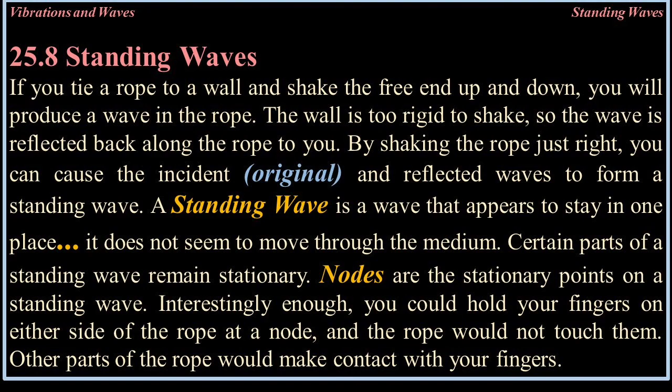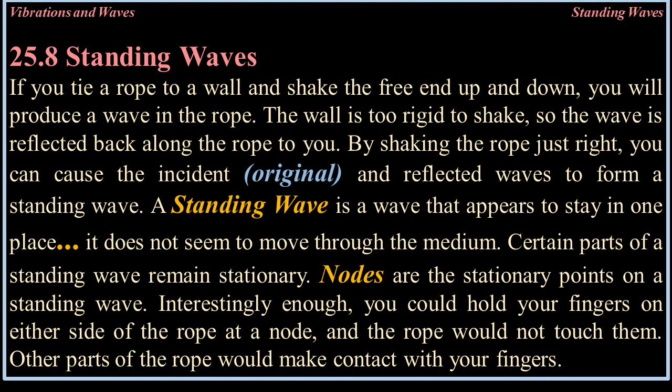25.8. Standing waves. If you tie a rope to a wall and shake the free end up and down, you will produce a wave in the rope. The wall is too rigid to shake, so the wave is reflected back along the rope to you. By shaking the rope just right, you can cause the incident, original, and reflected waves to form a standing wave. A standing wave is a wave that appears to stay in one place. It does not seem to move through the medium.